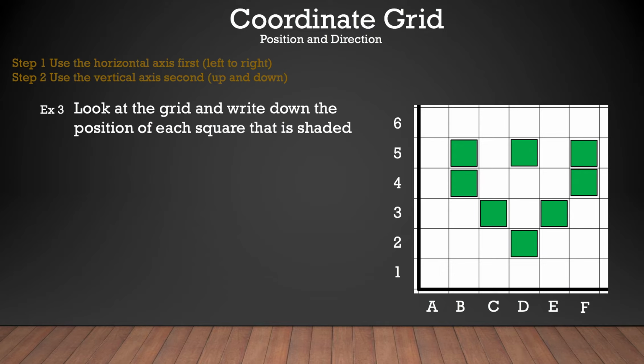Okay, let's take a look at this one. We're going to look at the grid and write down the position of each square that is shaded. So this time we're working backwards from what we just did. Okay, now we're going to find the first one. We're going to move over to B, go up to that first square, and that's B4.